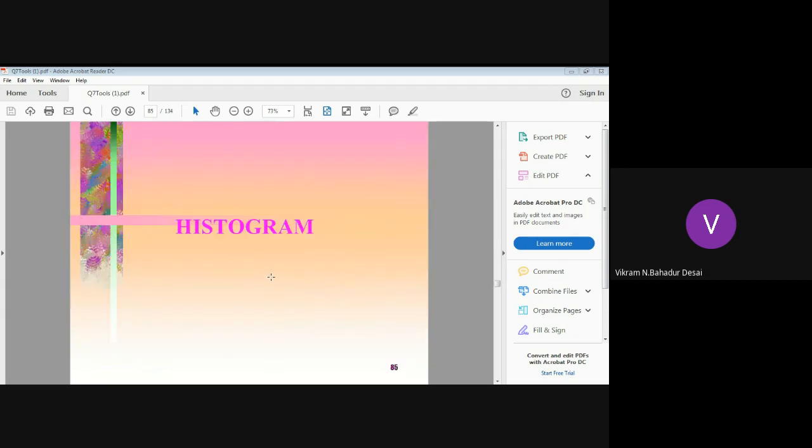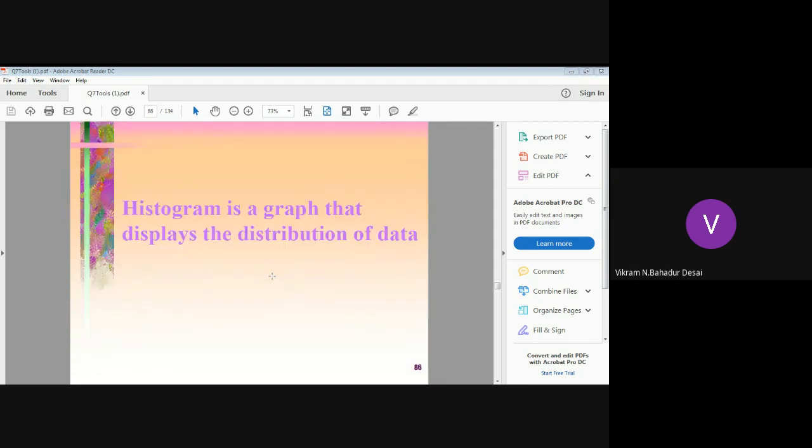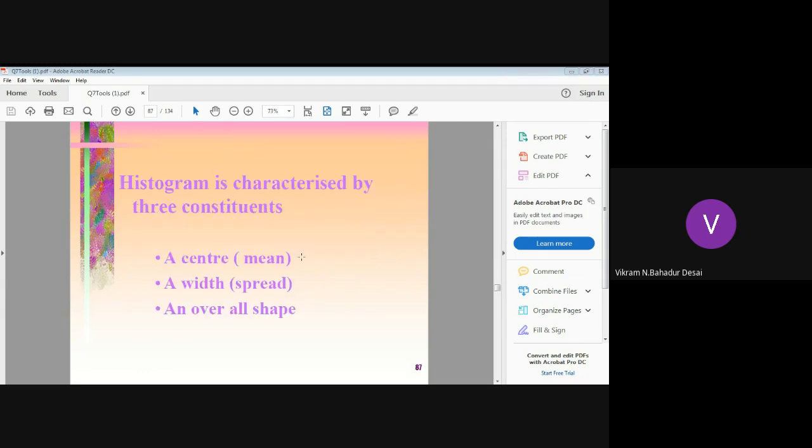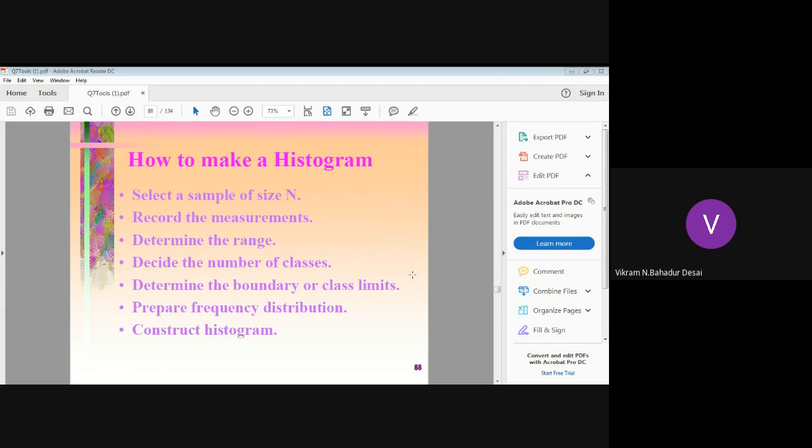Next comes histogram, one of the important quality tools. It's like a graph. The graph displays the distribution of data. Maybe I want to analyze your marks. Maybe 60 students are there. I want to analyze what is their mean, what is their standard deviation, what is their variance in the data. I can find out using the histogram. So these are the 3 important things: a center, a width, and an overall shape.